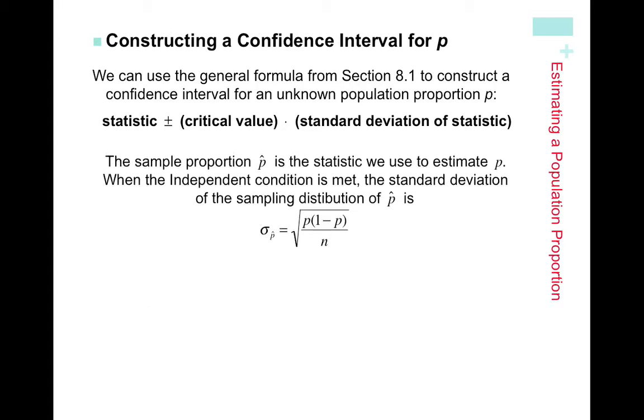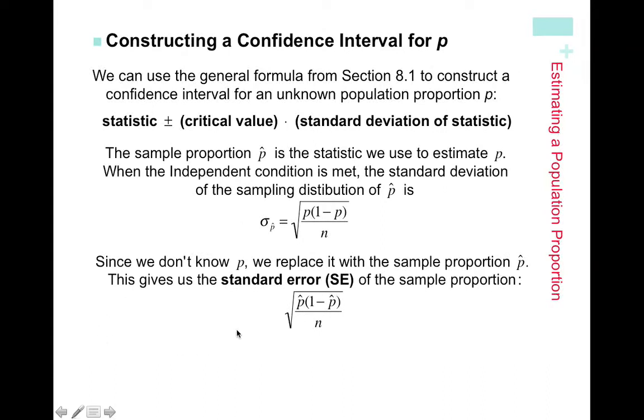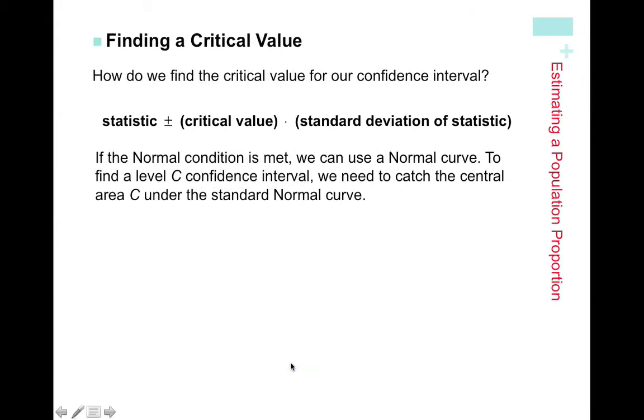Alright, this goes back to your general formula. So here, your standard deviation is this formula. Like I said, we're going to replace the p with p hat. When you replace the p with p hat, you call it the standard error. That's all it is. When you replace the population parameter with the statistic, you just call it the standard error.